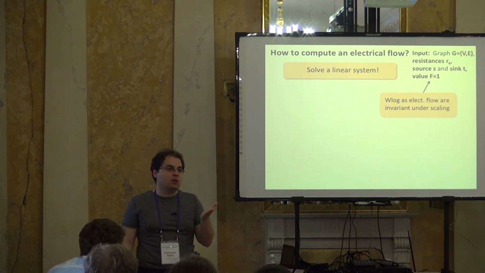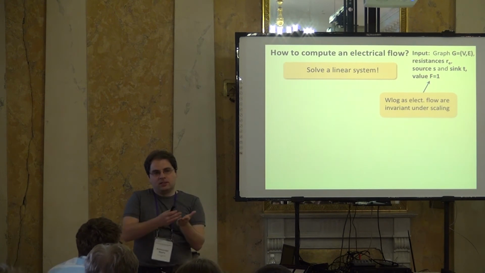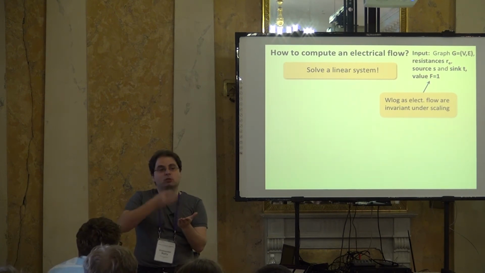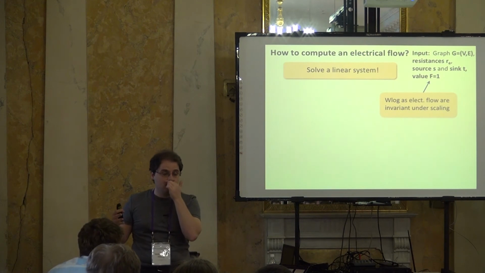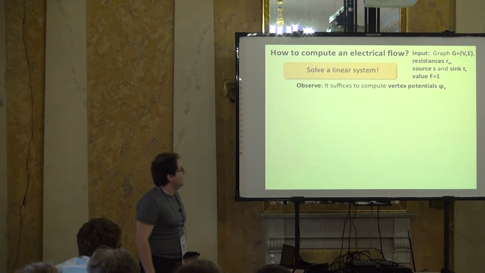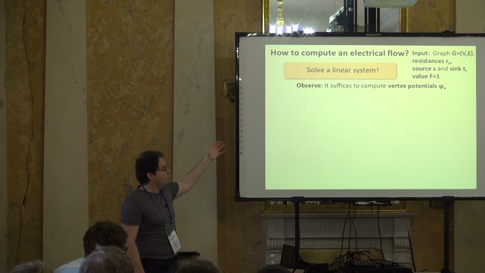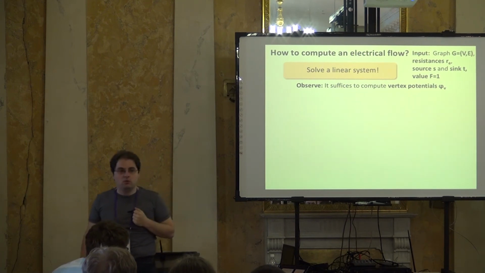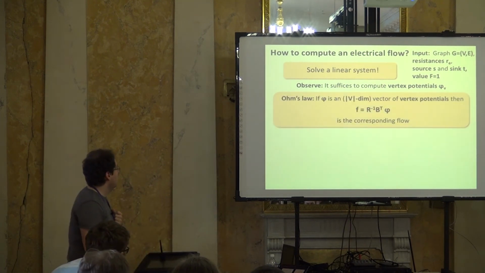If I have an electrical s-t flow of value 1, then I can get an electrical s-t flow of value f by just multiplying everything by f. So fixing f to be 1 is completely without loss of generality. And now, as you already know from one definition, all that we really need is to compute vertex potentials that induce a unit s-t flow in our graph. Okay, so, Ohm's law.